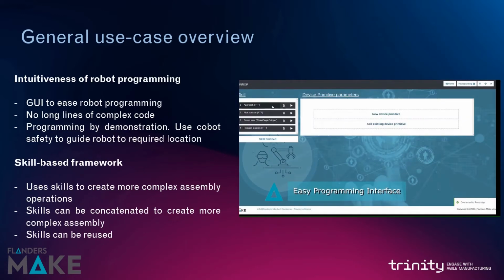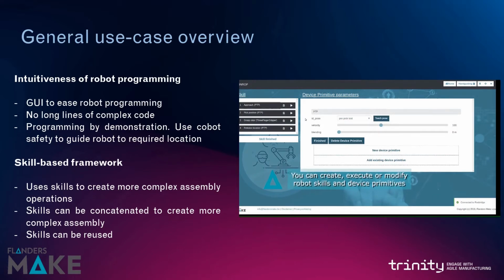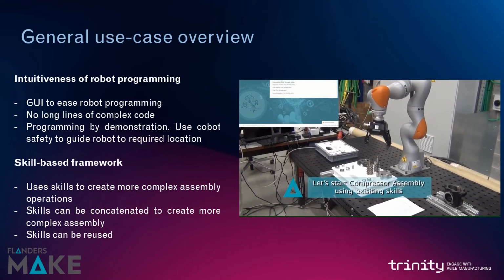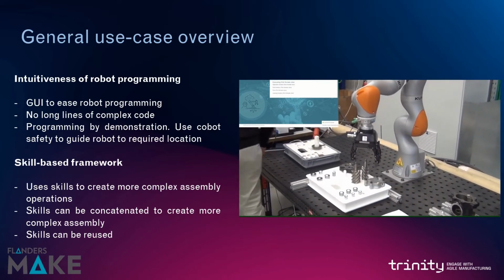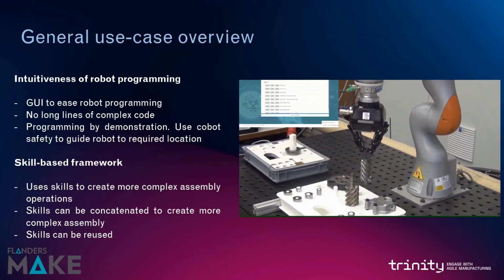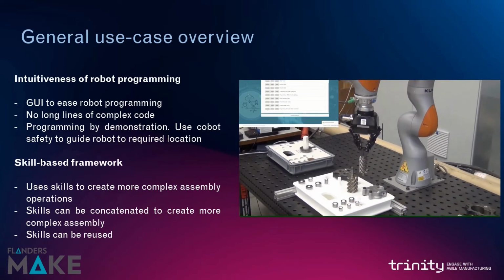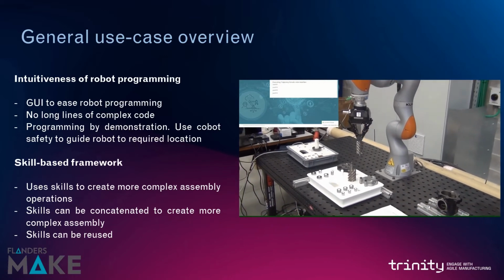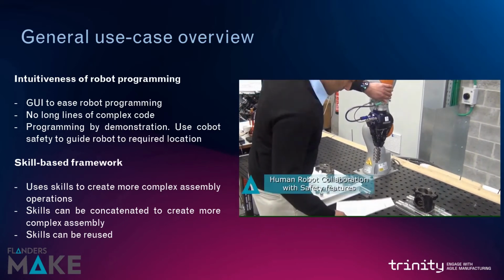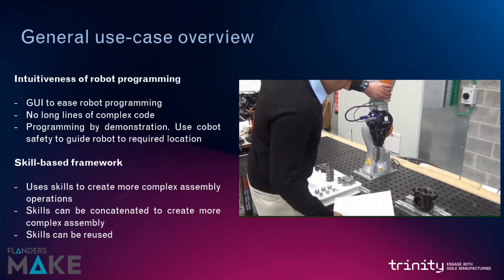In order to tackle the previously introduced challenges, our solution focused on two different aspects. The first one is to focus on the intuitiveness of robot programming. We have developed a graphical user interface for this robot programming. Instead of diving into complex robot code, the operator is able to interact with that user interface in order to create the application. In addition, the operator can use programming by demonstration, which uses the cobot's safety features to guide the robot to the desired location.